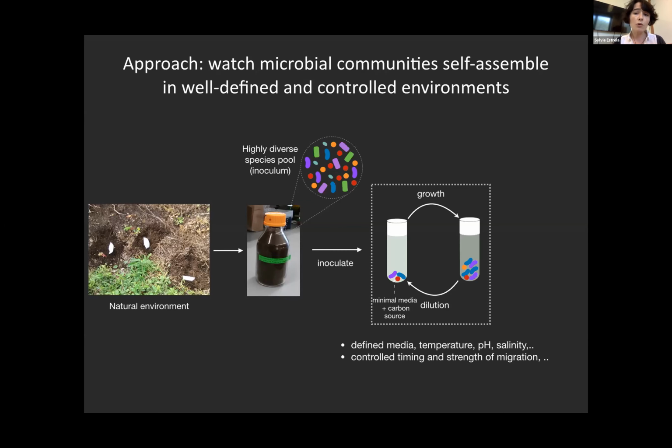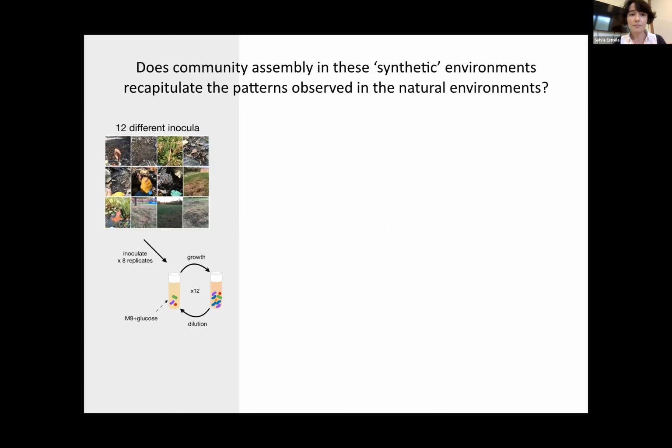And then we let it grow for 2 days, and then we come back and dilute a small fraction into fresh media. And then we repeat this growth dilution cycle multiple times. And then at the end, once communities have reached equilibrium, we assess the taxonomic composition using 16S sequencing. And all this is done under well-controlled lab conditions. And so then the first question we ask is, does community assembly in these synthetic environments recapitulate the patterns observed in the natural environments?